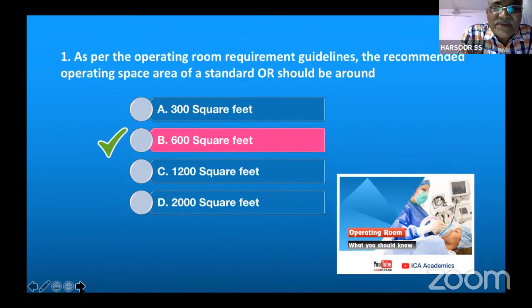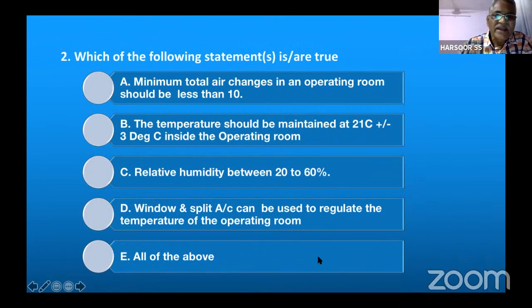Okay, the next question. Which of the following statements is true? Minimum air changes in the operating room should be less than 10. The temperature should be maintained at 21 plus or minus 3 degrees Celsius. Relative humidity between 20 and 60 percent. And window and split AC can be used to regulate the temperature in the operating room, or all of the above. Your time starts now.